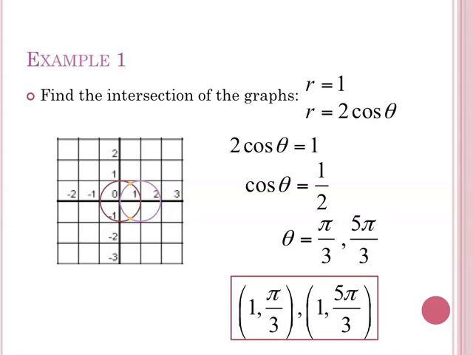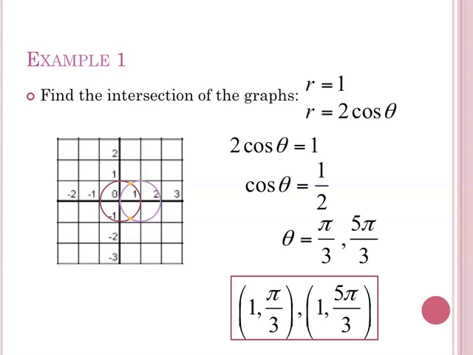Now in future problems, you might not get something as easy as r already being given to you. In those cases, you'll take your values of theta and plug them in to get your r value. Sometimes you'll end up with the same r value in both cases. Sometimes you might not. It really just depends on the types of polar graphs that you're given.